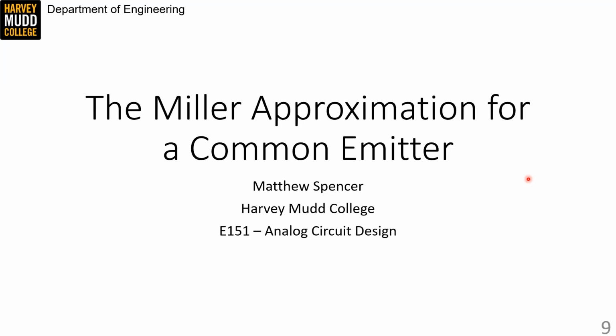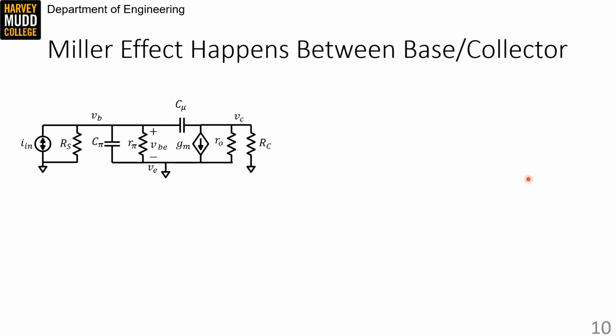In this video we're going to use the Miller effect to make an equivalent circuit for the common emitter amplifier and see if that'll simplify our bandwidth calculation. I've copied our model for the dynamic common emitter here, and we're going to see if we can make it simpler using the Miller approximation.